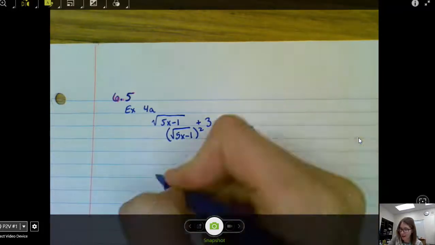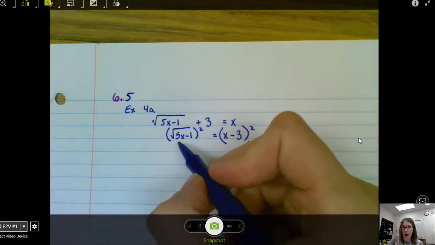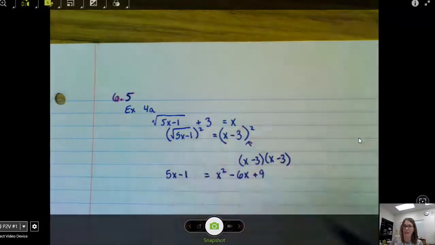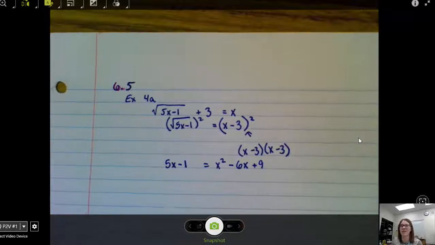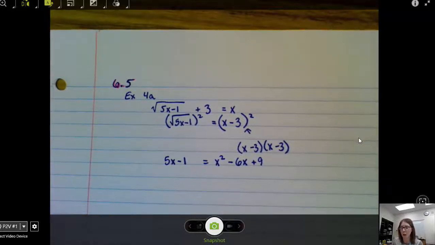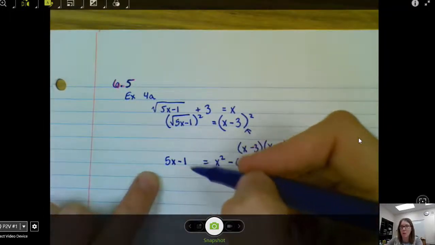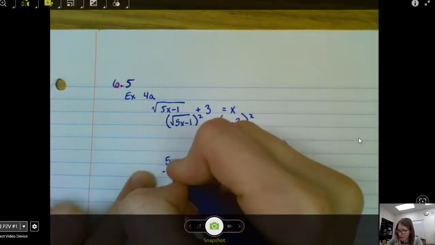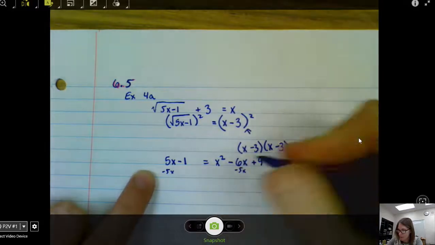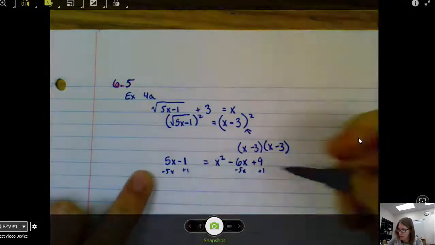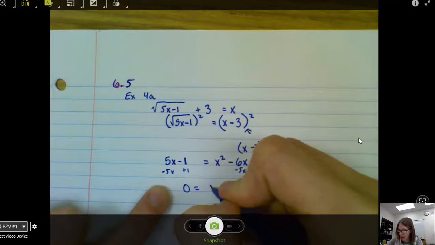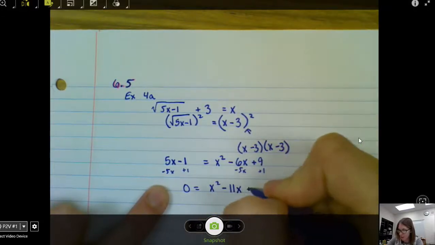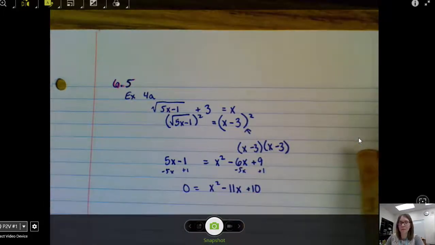This is really going to give us a quadratic equation to solve. And then our square root of 5x minus 1 squared is 5x minus 1. I have my quadratic equation here. Let's move everything to one side, make our equation equal 0. So I'm going to subtract 5x and also add 1. 0 equals x squared minus 11x plus 10.